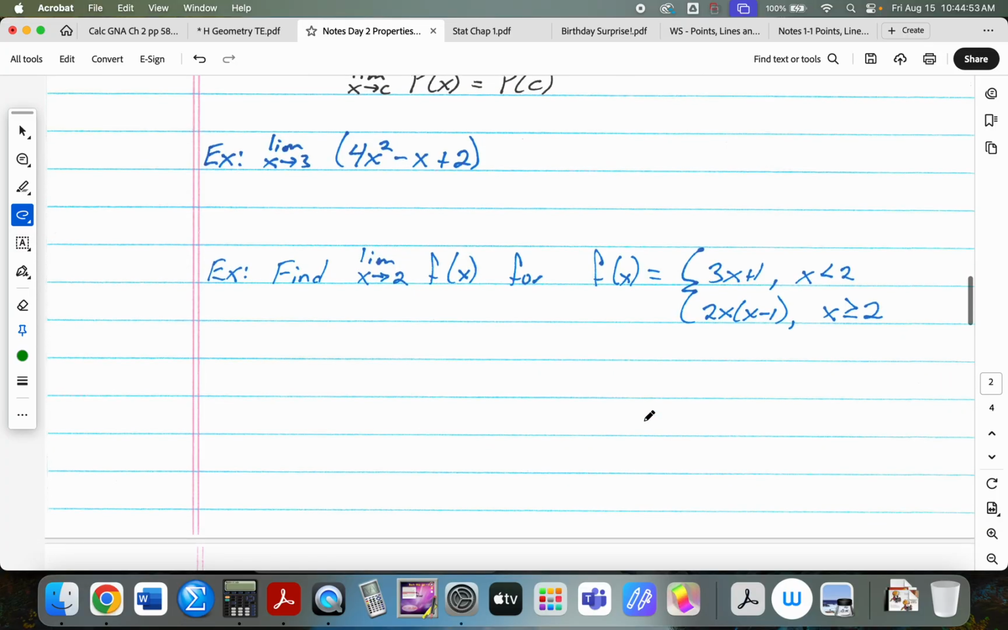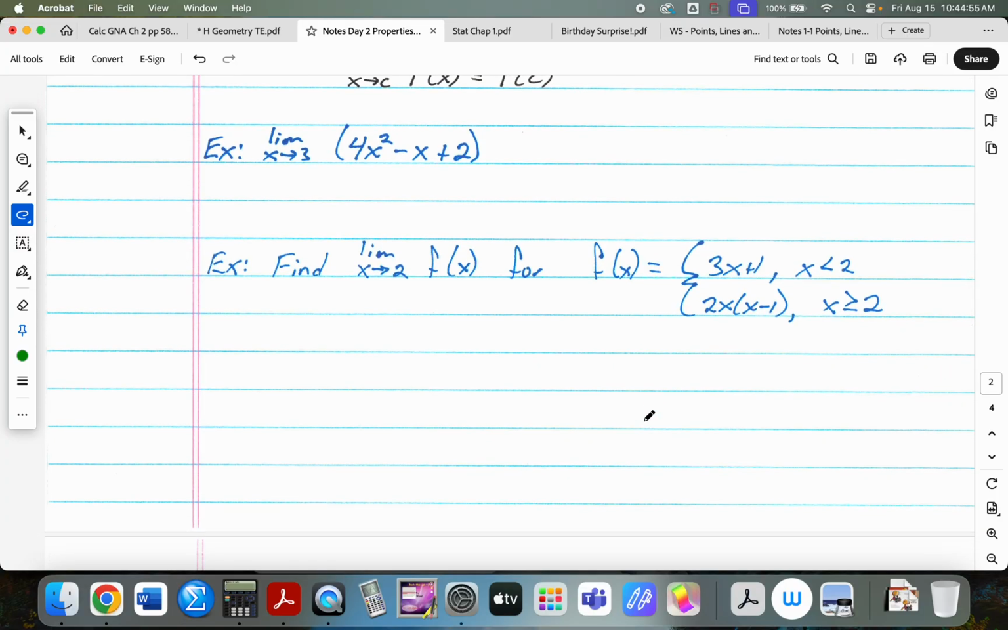So if, for example, we're just doing the limit as x approaches 3 of 4x squared minus x plus 2, that's a polynomial, so all I have to do is substitute in. That's 4 times 9 is 36, minus 3 is 33, plus 2 is 35.